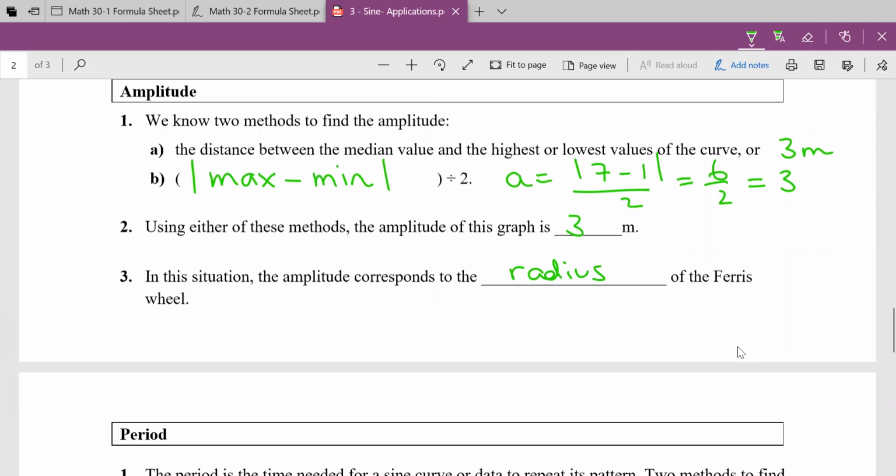I don't want you to say the amplitude is 3. It is, but it's a Ferris wheel. I want you to say it's the radius of the Ferris wheel.